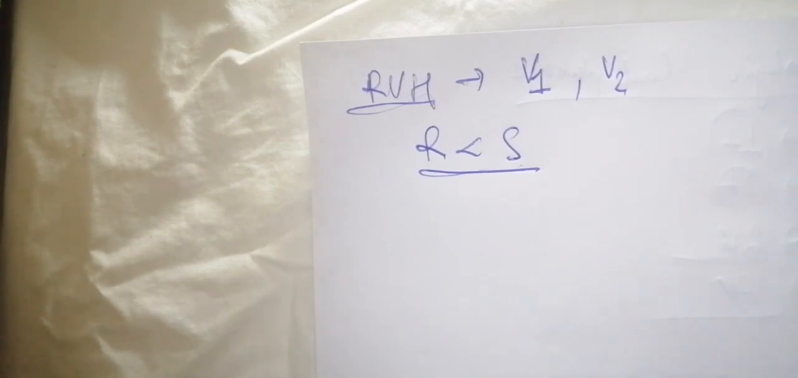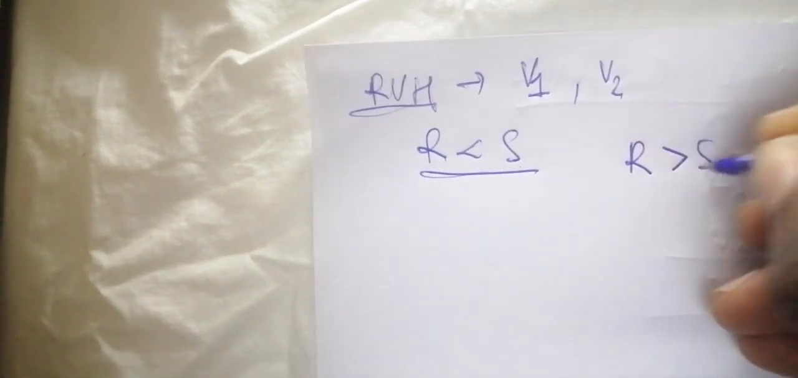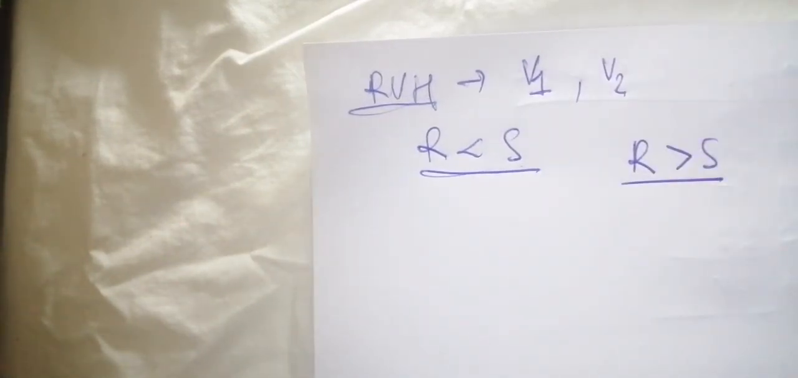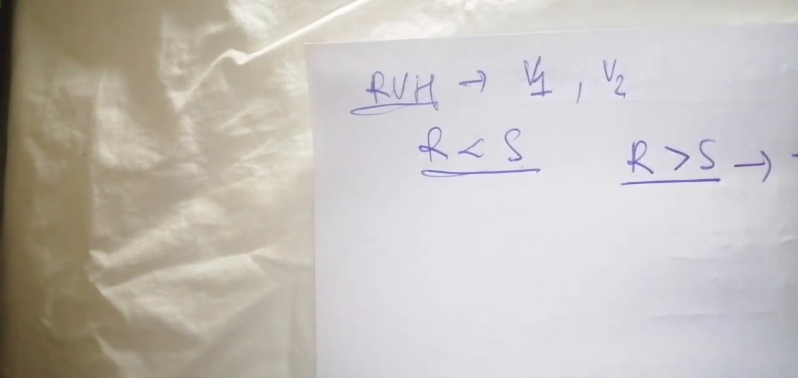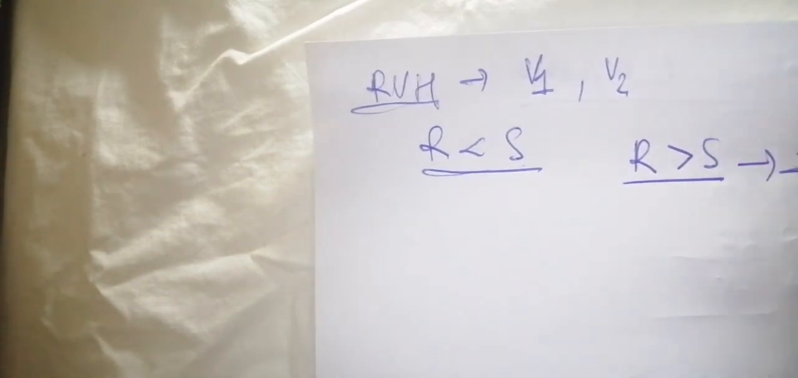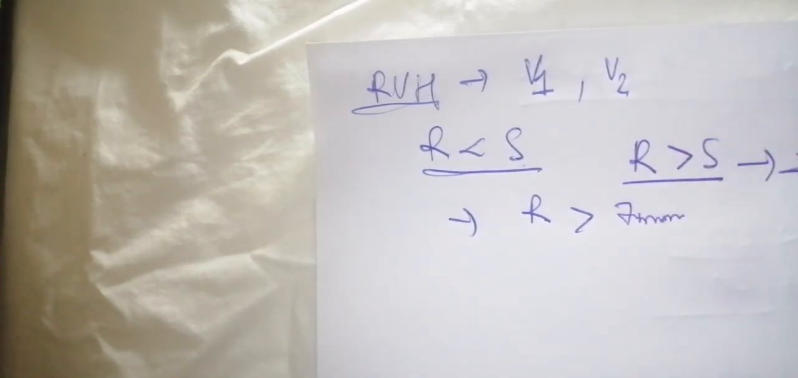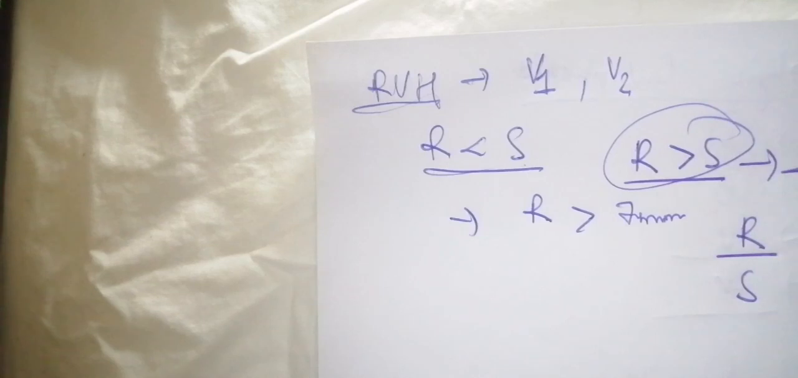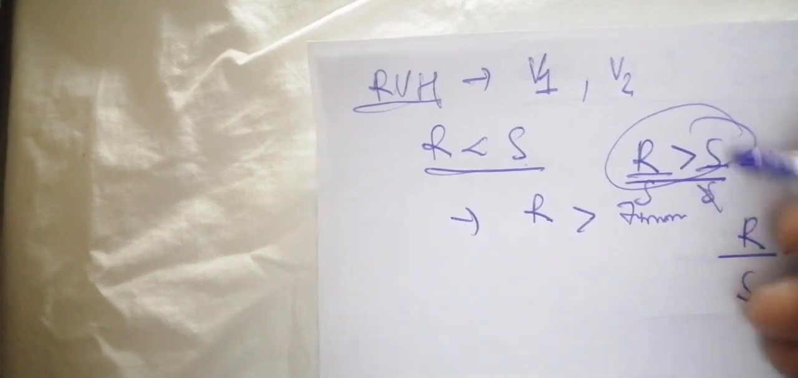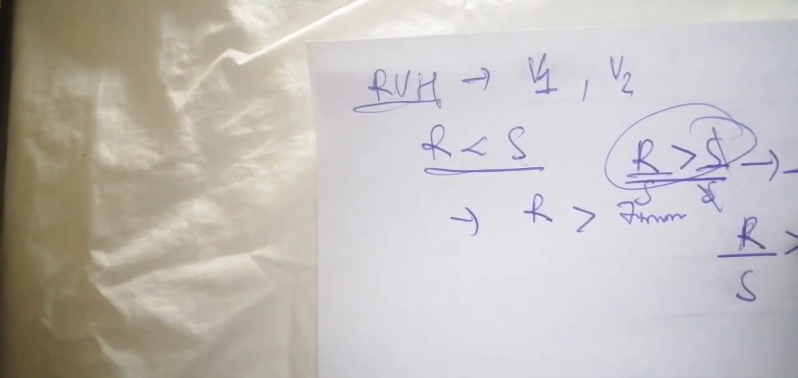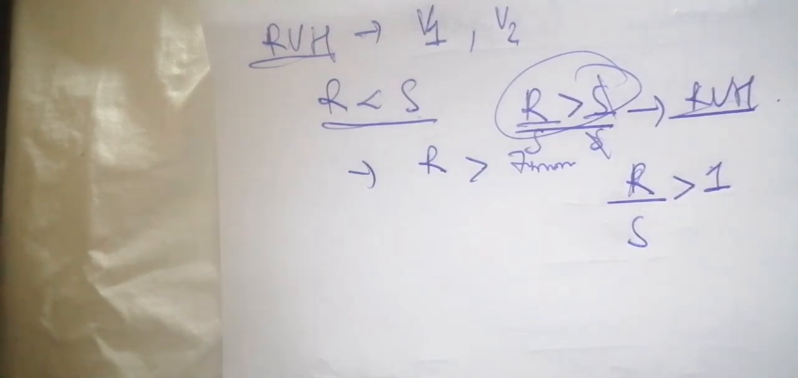Now, if the R wave is instead greater than the S wave, generally that is a sign of right ventricular hypertrophy. Another sign is if the R wave is greater than 7 millimeters. This can also be expressed mathematically as the R over S ratio being greater than 1, because if I divide by S, I have greater than 1.